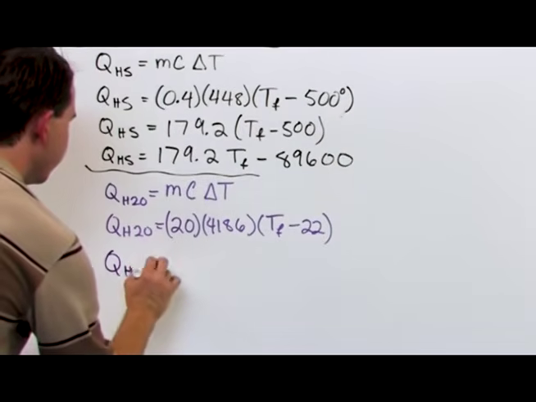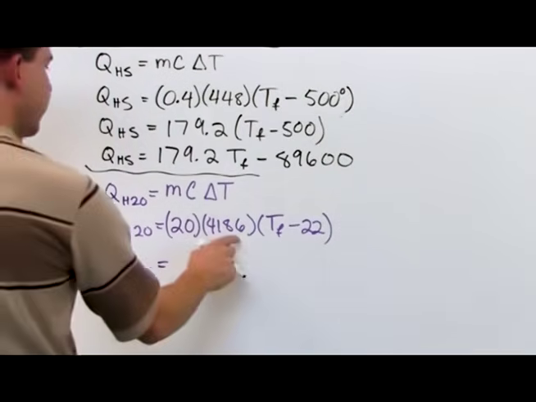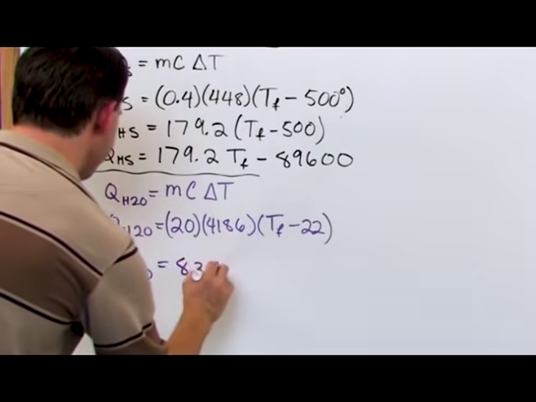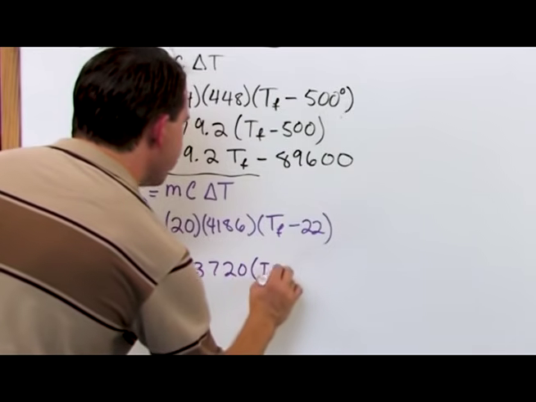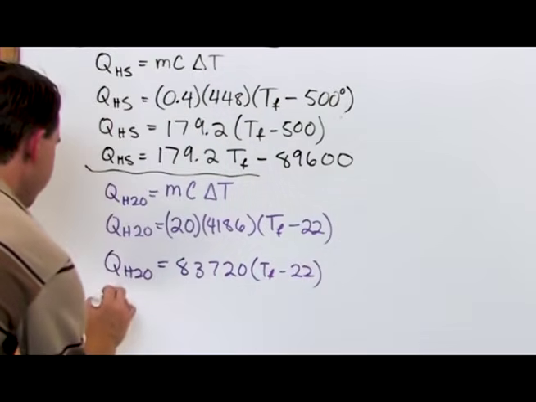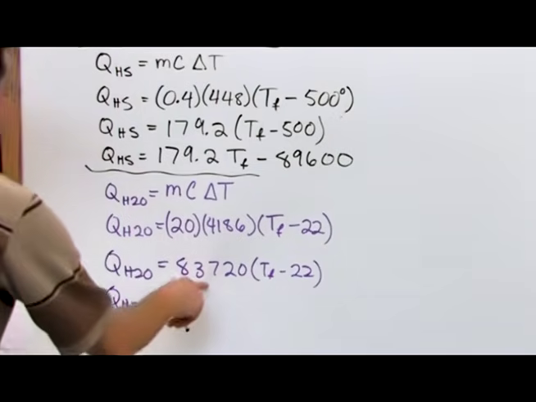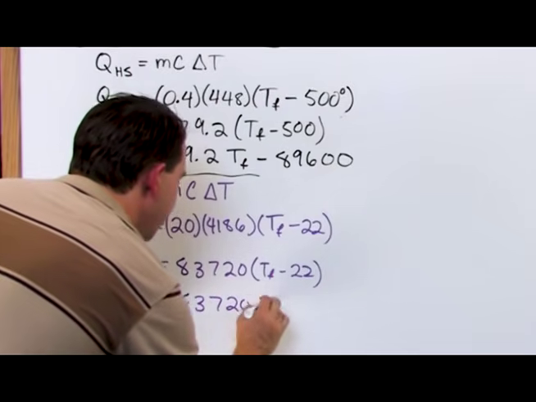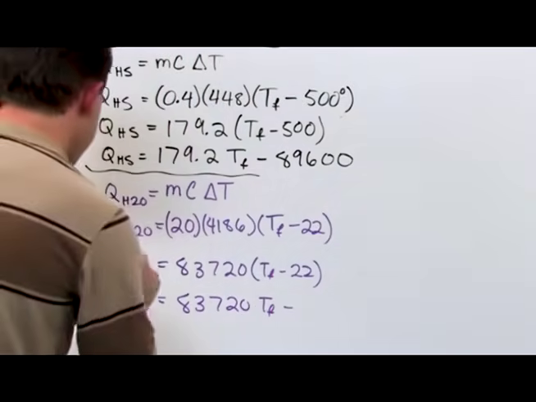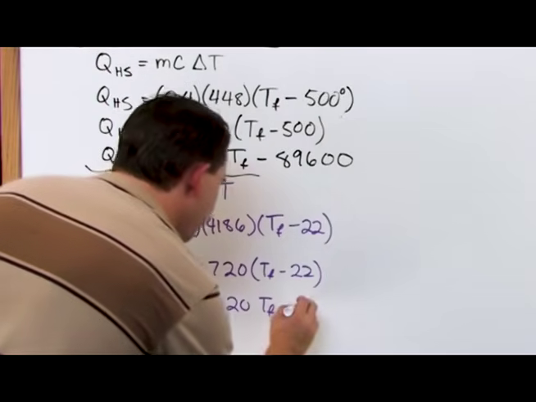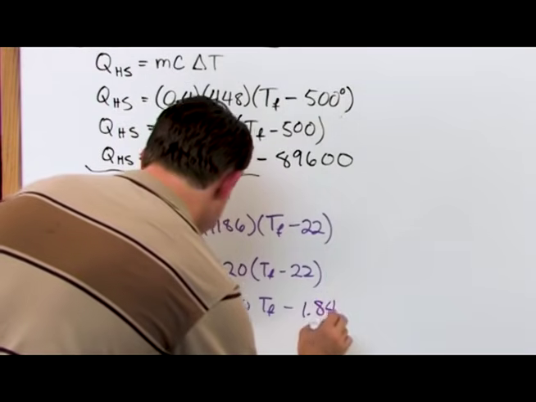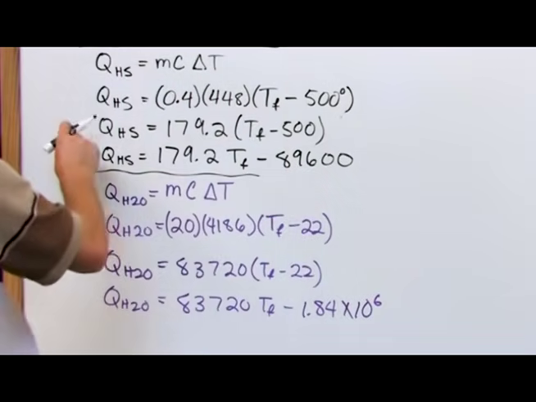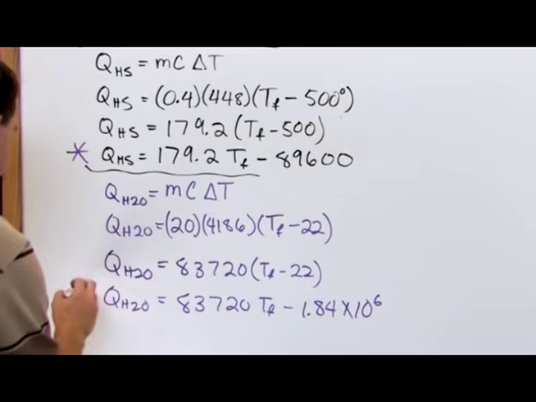So Q of the water, if you do this math here, 20 times 4186 is going to give you 83,720 times TF minus 22. And just to continue banging it out, 83,720 times TF minus, and when you multiply this big number times 22, you're going to get 1.84 times 10 to the 6. Okay, so what I'm going to do is I'm going to put an asterisk by this equation.